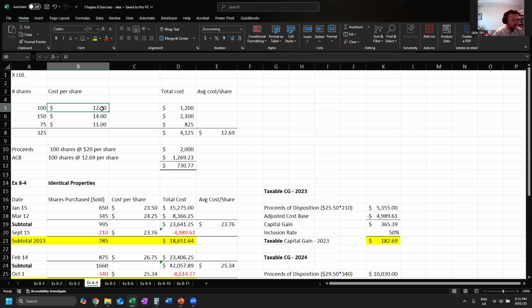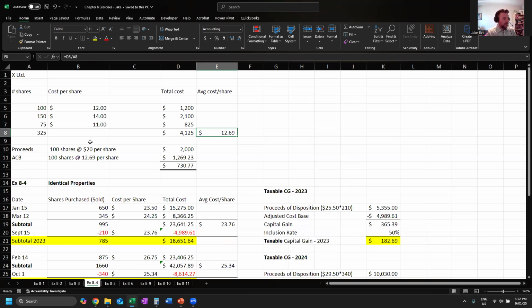So I've laid it out here. Our total cost for those three transactions comes out to $4,125. That's the total amount we've spent. At the end of our purchases, we have 325 shares. So if we take our total cost and divide it by the total number of shares we have, we get an average cost per share of $12.69. The decimal keeps going, but we've rounded off the pennies. So on average, our shares cost $12.69.